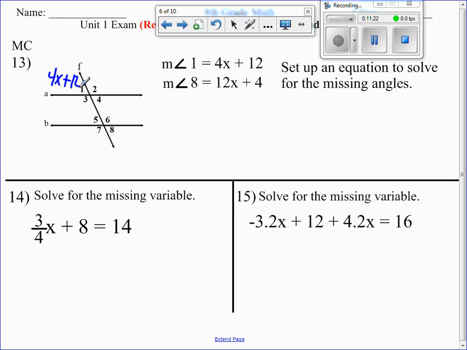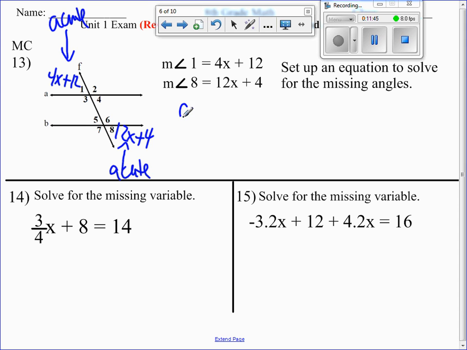And the measure of angle 8 is 12x plus 4. So the first thing you should ask yourself: are they congruent? Well, let's see. Angle 1 is an acute angle. Angle 8 is an acute angle. So are they congruent? Yes. If the answer was no, then they're supplementary. What's another way we know that they're congruent?